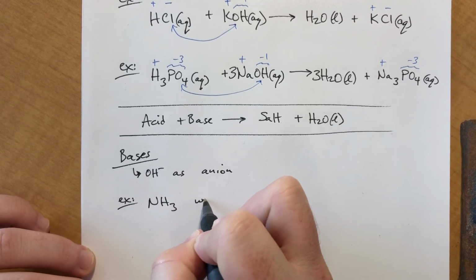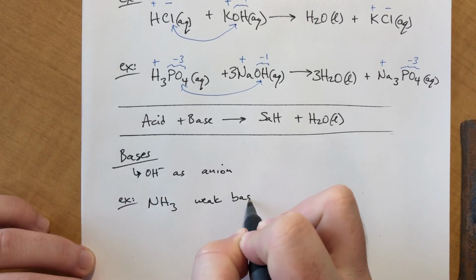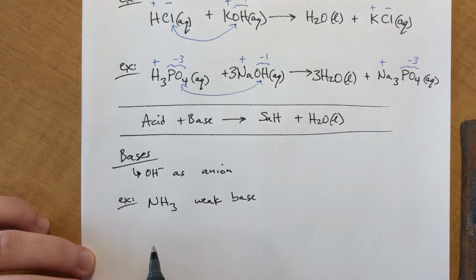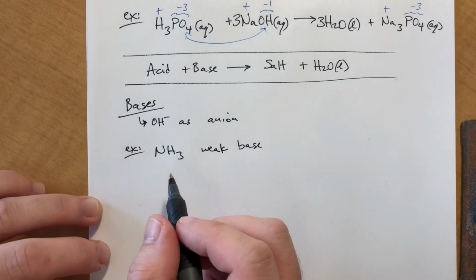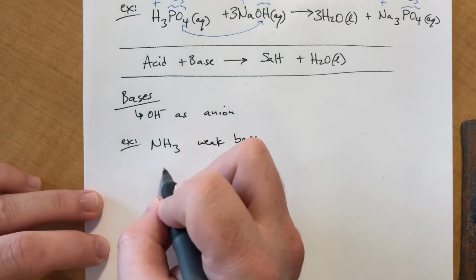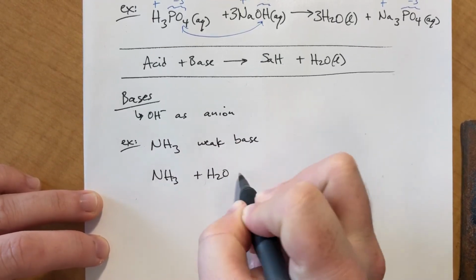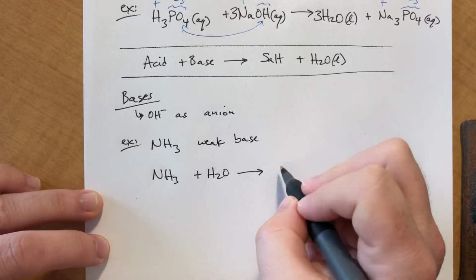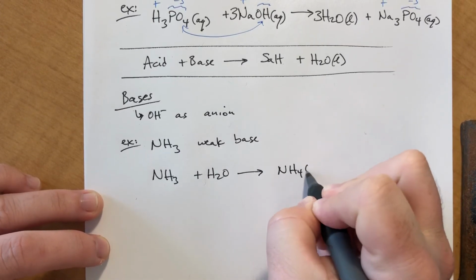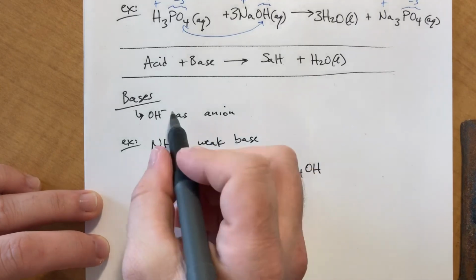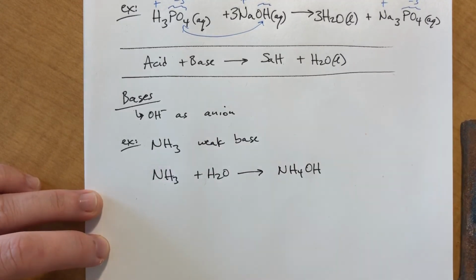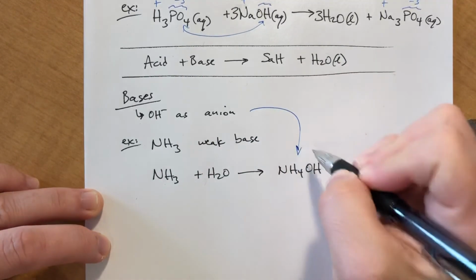NH3 is an example of a weak base. So it does behave as a base, it's just not a great one. But you'll notice there is no OH in this. This is ammonia. The reason it is a base is because if you throw this in water, this essentially condenses down and becomes NH4OH, which now has OH as an anion. So it meets this definition.